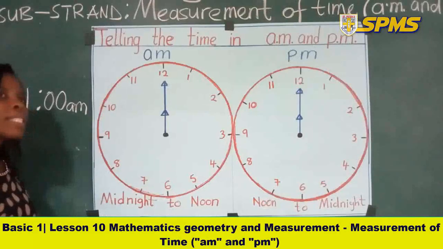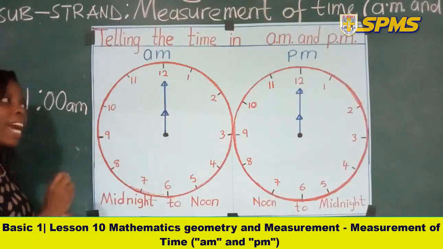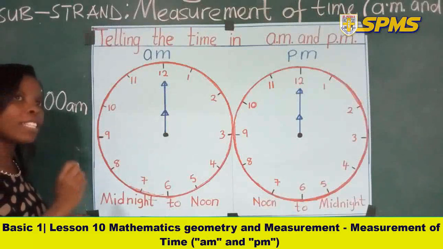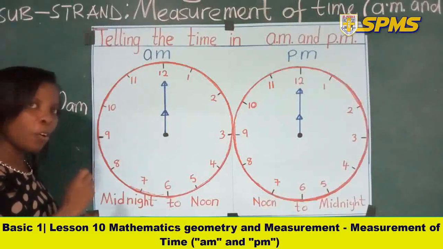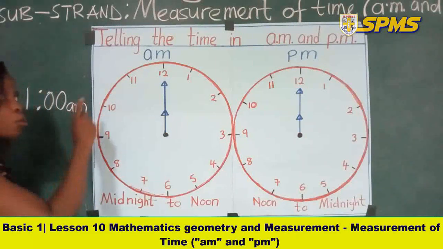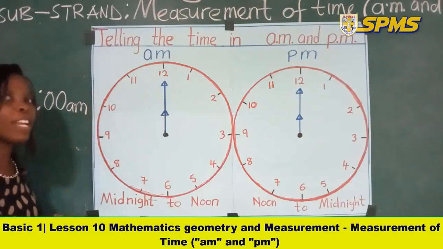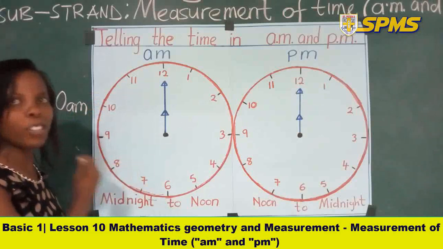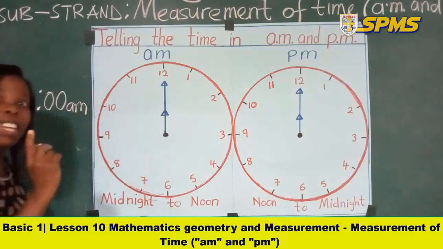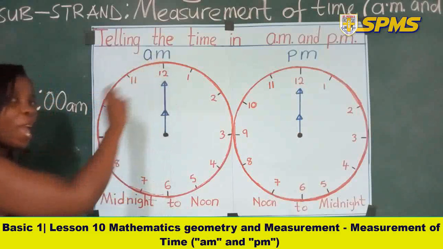So all that I'm saying is that AM is made up of midnight, that is when we have darkness, till morning up to 12 o'clock. So half of the day is gone. So that half of the day is known as AM.